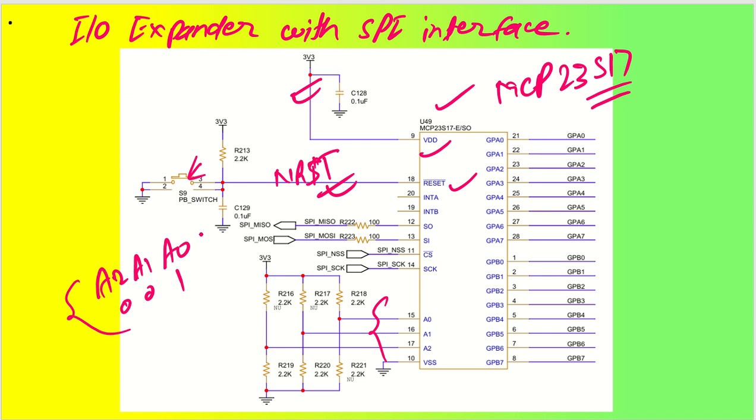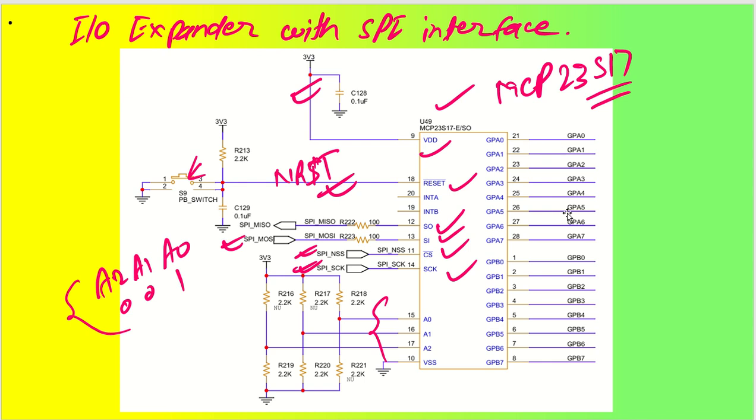Now this is my serial output data, and this is serial input data. Then this is my chip select, and this is my clock. As you can see, the SPI clock is connected here, the SPI select line or chip select is connected here, then SPI MOSI, that is master out slave in, or serial in, is connected to this, and SPI master in slave out is connected to the SPI data output.